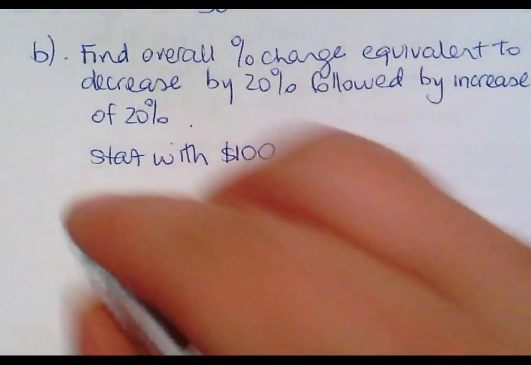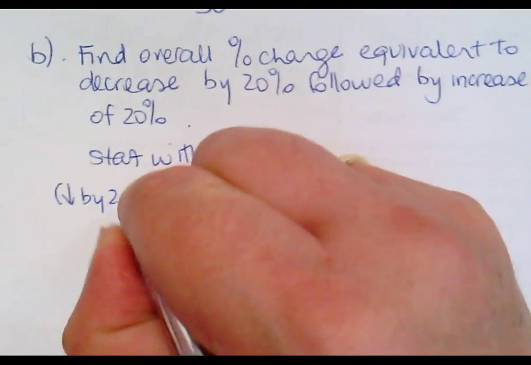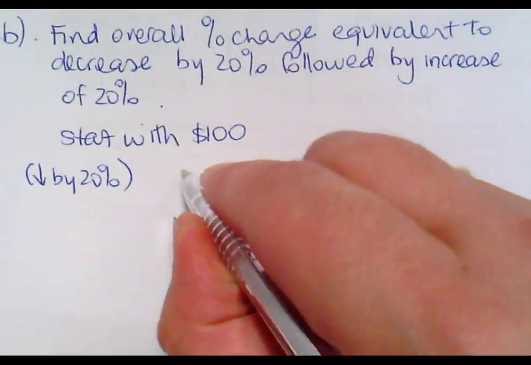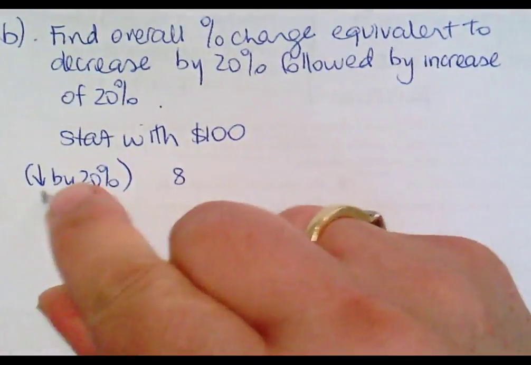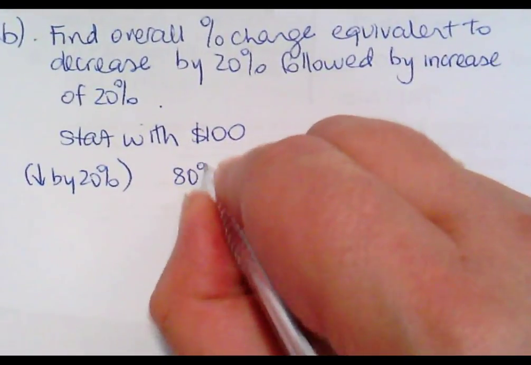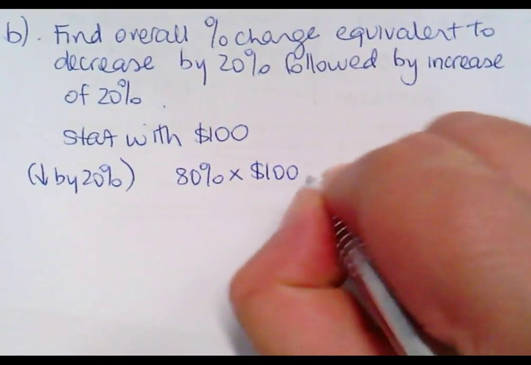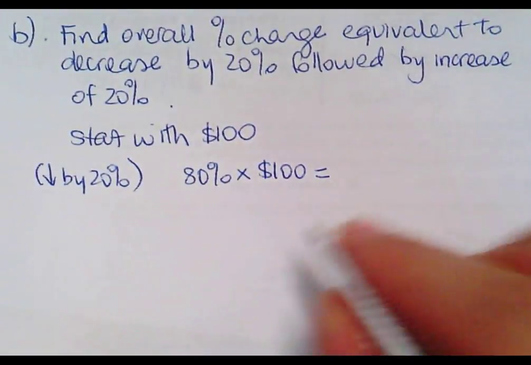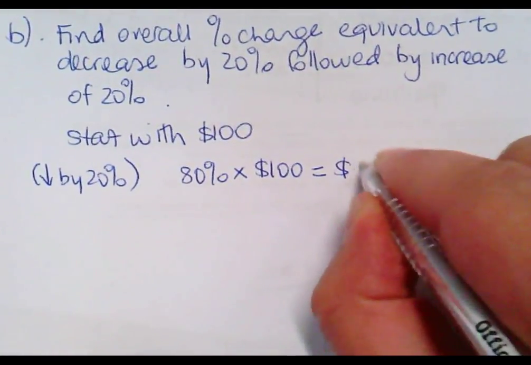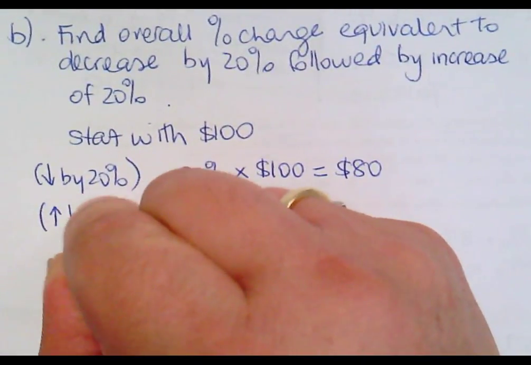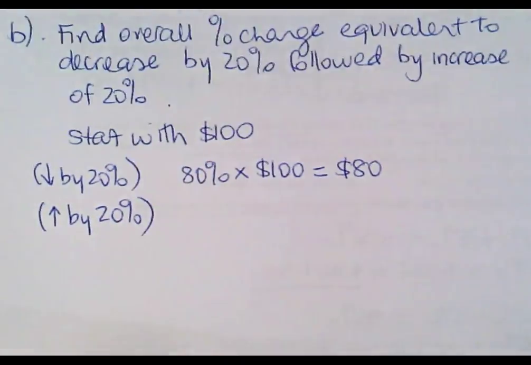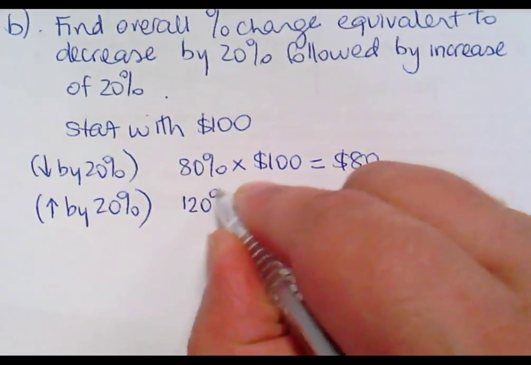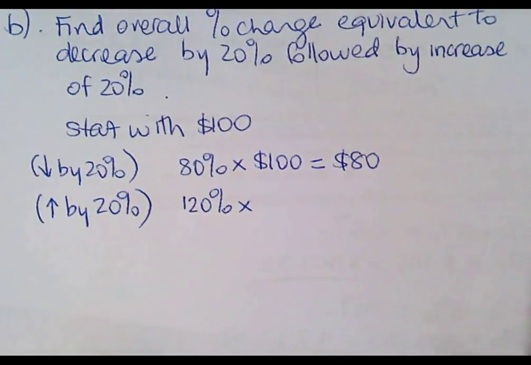Okay, we're going to decrease by 20%. So just in here, decrease by 20%. I'm thinking. What do I multiply by? Decrease first. 80% of 100 is, you know the beauty about 80% of 100? It's just 80. Because it's 80 over 100 times 100, it's $80. Next thing is an increase by 20%. When you want to increase by 20%, what do you multiply by? 120% times what? Times what?